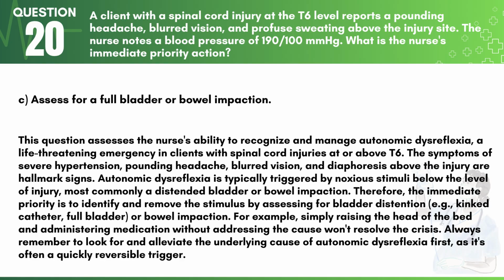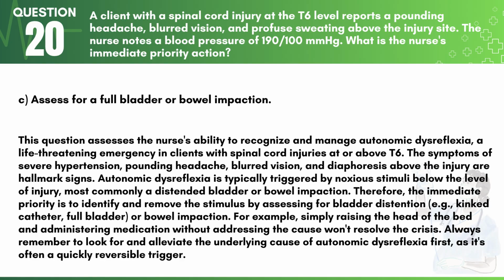Therefore, the immediate priority is to identify and remove the stimulus by assessing for bladder distension, for example a kinked catheter, full bladder, or bowel impaction. For example, simply raising the head of the bed and administering medication without addressing the cause won't resolve the crisis. Always remember to look for and alleviate the underlying cause of autonomic dysreflexia first, as it's often a quickly reversible trigger.